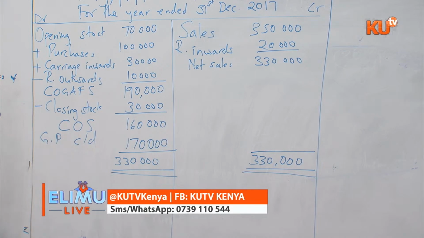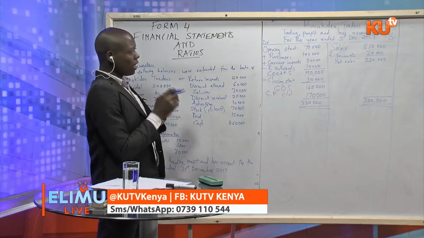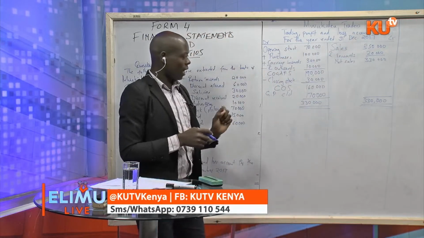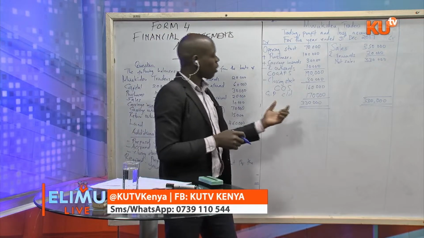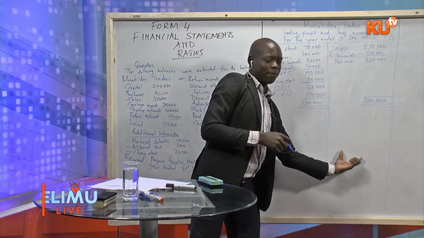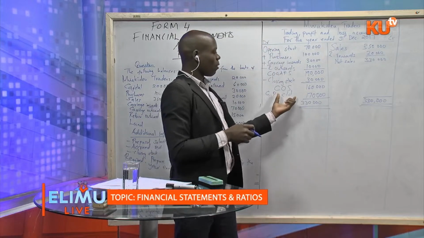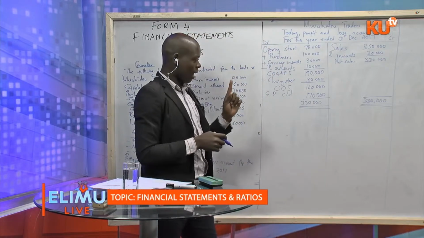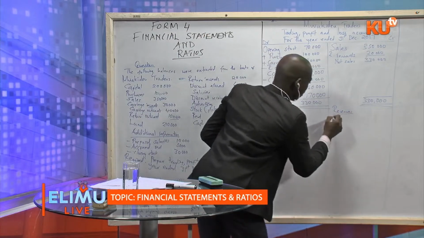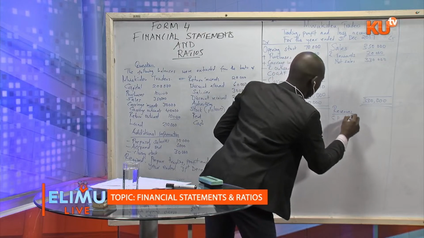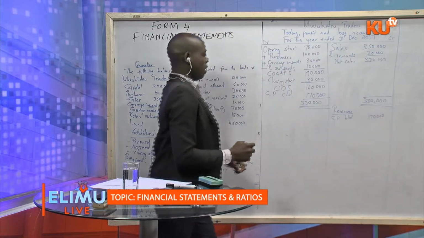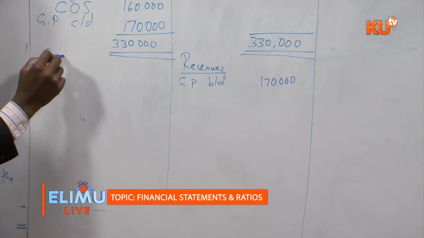Now, that is the end of the trading part. We go to the second part, which is the profit and loss account. In the profit and loss account, we mentioned that we record expenses on the DR side and incomes on the CR side. So we only drop gross profit as the first income. So here we have revenues, and then we have our gross profit brought down. That gives us 170,000. And this side we record expenses.